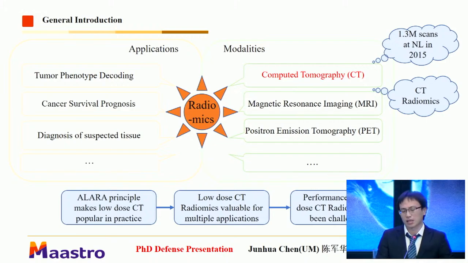Due to the long-term risk posed by radiation exposure, low-dose CTs have become popular. More and more researchers started to calculate radiomic features based on low-dose CTs in clinical practice. Today's presentation will focus on radiomics for low-dose CTs. Although significant progress has been made in low-dose CT radiomics, the reproducibility and performance of low-dose CT radiomics have been challenged, due to the low reliability of features from noisy images.